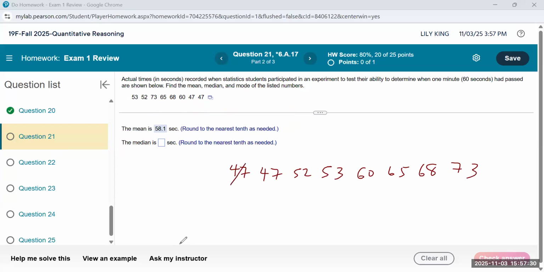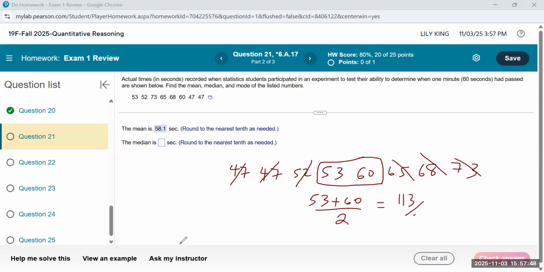Now that you have them in ascending order, you're going to cross off the highs and the lows, and then you pick the middle number. So the average of the two middle numbers, okay, gives you the median. So you add the two middle numbers and you divide by 2. So 113 divided by 2 gives 56.5.